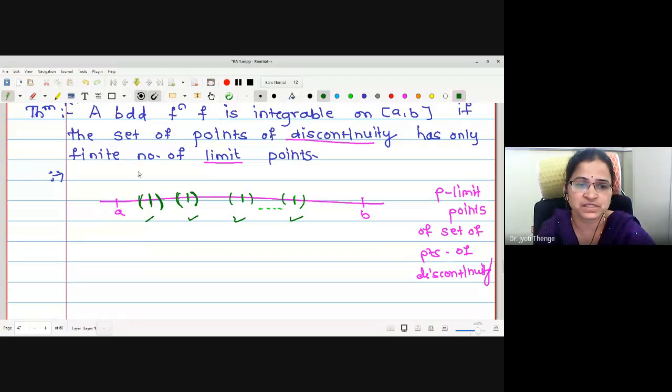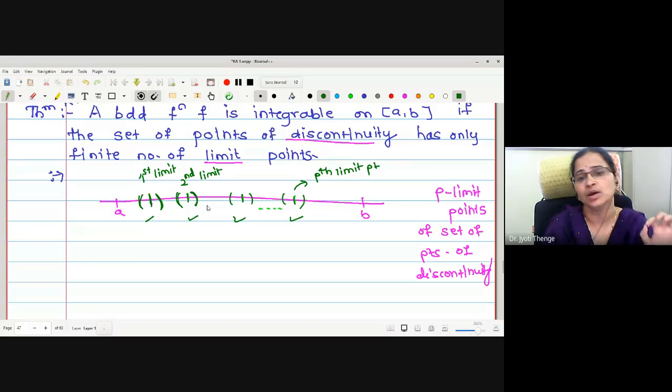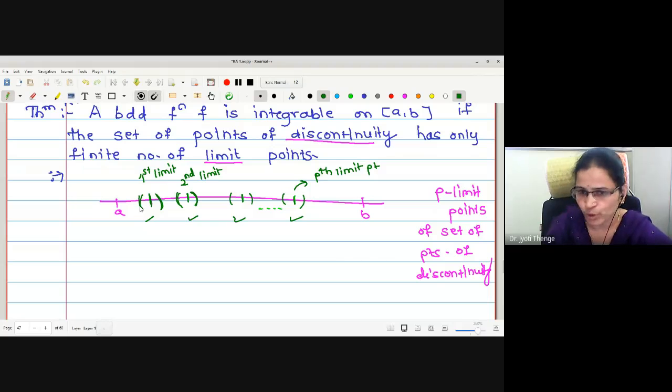Suppose this is the first limit point, this is the second limit point, and so on until the pth limit point. And we have plotted suitable intervals around every limit point. The question is, how many points of discontinuity are there still in the outside intervals, or in these remaining subintervals? There are two possibilities: you have infinite discontinuity points or you have finite discontinuity points.